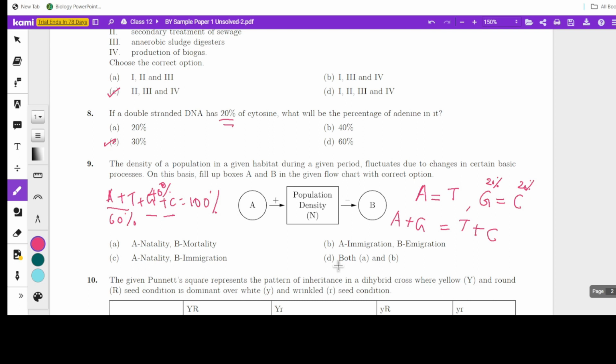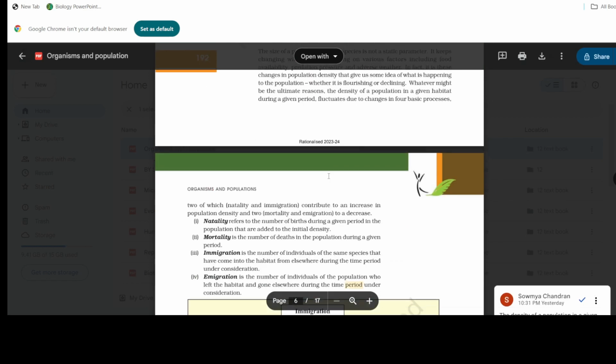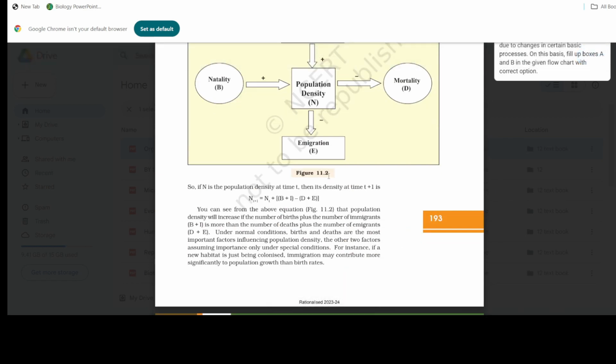On this basis, fill up boxes A and B given in the flow chart. So those who have learned this flow chart diagram, it should be really easy. It's just a direct question. So let us recollect the diagram from the textbook, Organisms and Population. Let's see that flow chart. Yeah, it's here. So they have given the horizontal one.